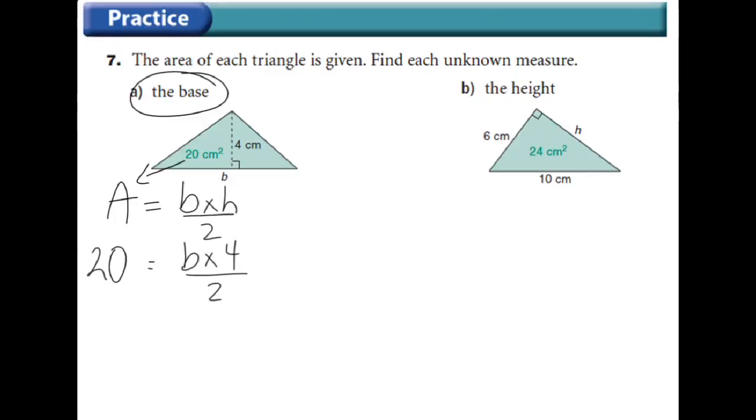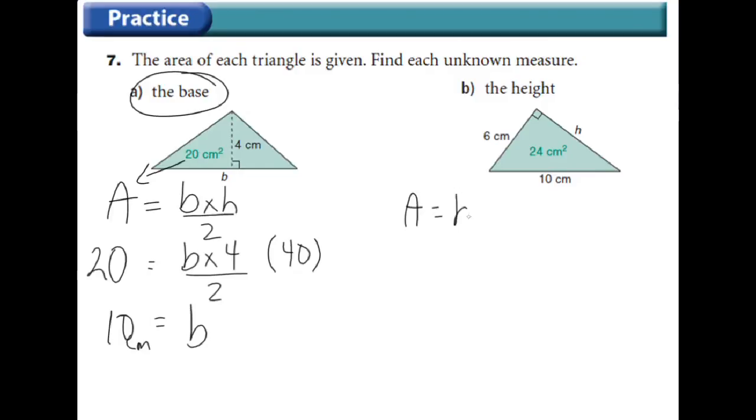What number divided by 2 will give us 20? Well, this has to be 40. This top part here has to be 40 because 40 divided by 2 will give me 20. And 4 times what number will give me 40? Well, that's 10. So b, therefore, has to equal 10. So our base is 10 centimeters. That's A. Let's look at B.